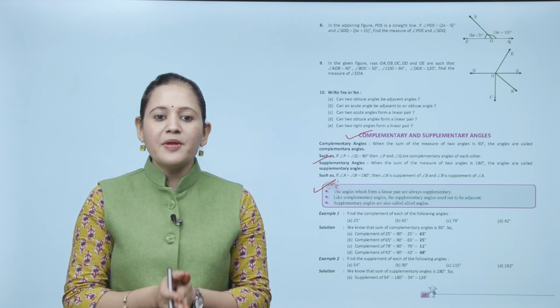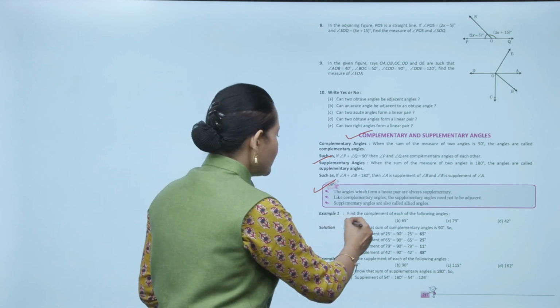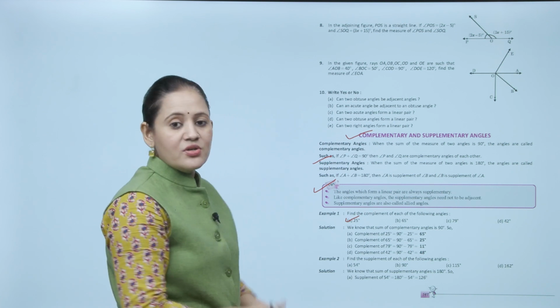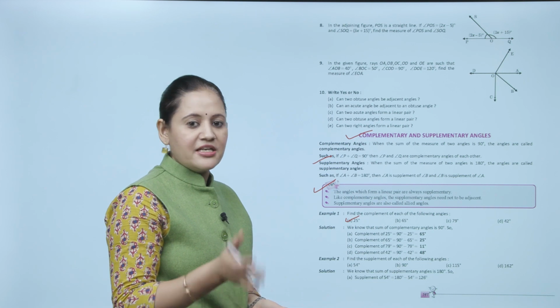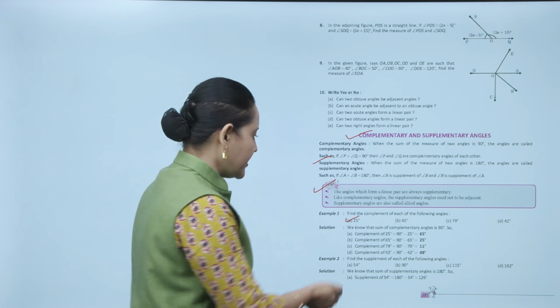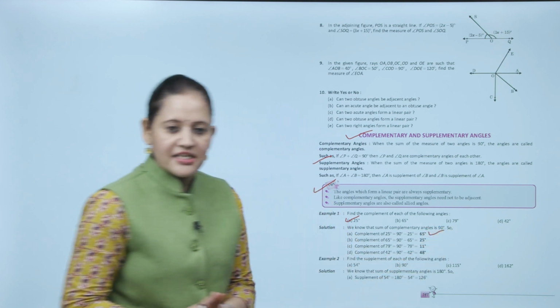We will take an example. Find the complement of each of the following angles. First angle given is 25 degrees. As we know, the sum of complementary angles is 90 degrees. If one is given, then we subtract it from 90 degrees and we will find the value of the other angle. 90 minus 25, that is 65 degrees. Clear?